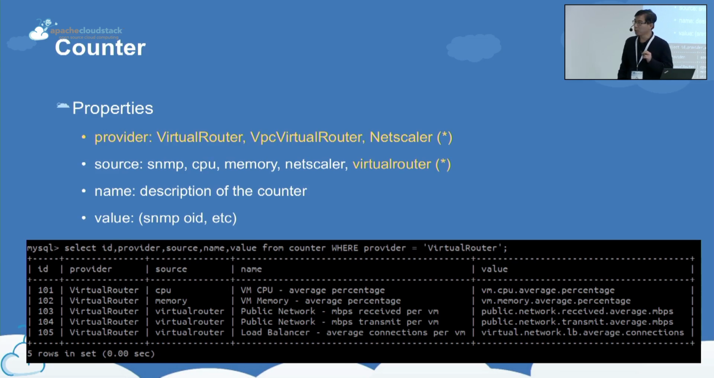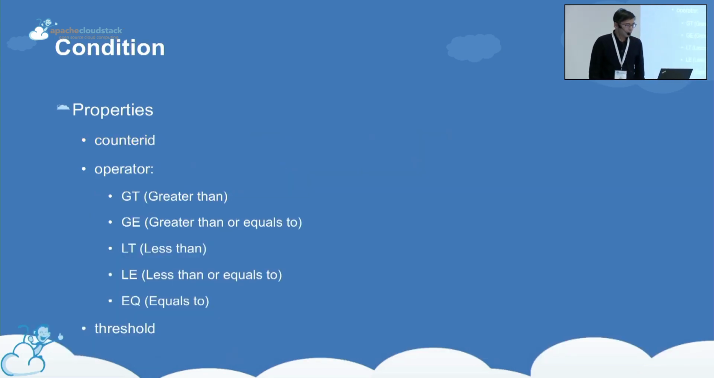So CPU, memory, and the last string is public network received bandwidth per VM, and the public network transmit bandwidth per VM. Last one is the average connections per VM. So condition is simple. It contains condition ID, counter ID, operator. There are 5 options, and last one is threshold.